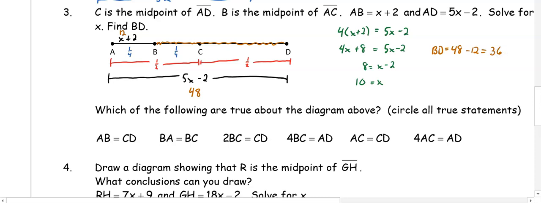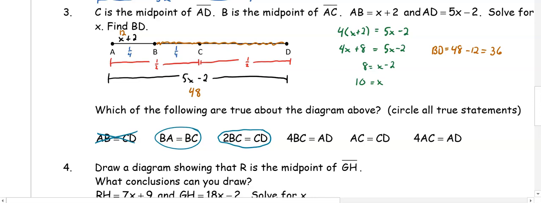Now, using the diagrams, what's true? So looking at our fractions here, AB is equal to CD. Well, AB is a fourth of the line, and CD is half the line. So that's not true. BA equals BC. Well, BA is a fourth, BC is a fourth. That's true. 2BC equals CD. So 2/4 equal a half. That's true.